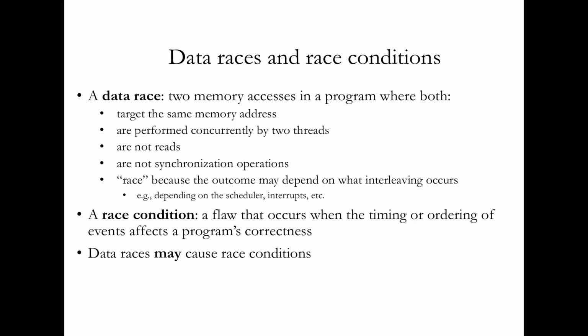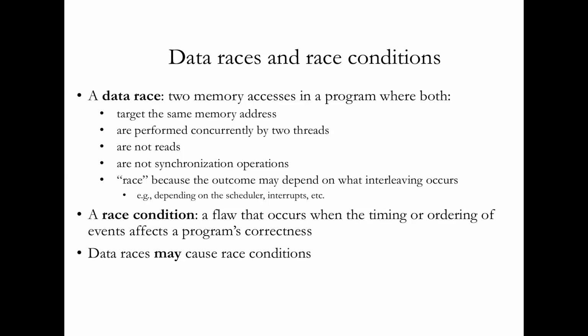So if all these conditions are true, we get a data race, because the outcome may depend on the exact interleaving of threads and how this happens. Maybe we schedule this thread first and then the other thread, maybe all threads are running on the same core, maybe in different cores. You get a timer interrupt. Sometimes you may get lucky, sometimes you don't, and you get different results. So that's what a data race is.